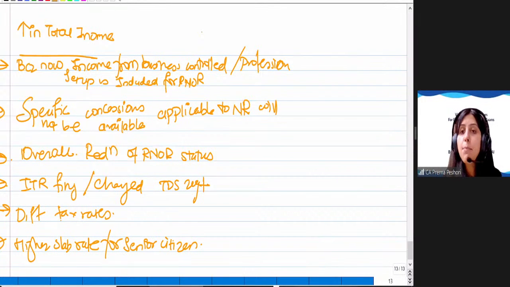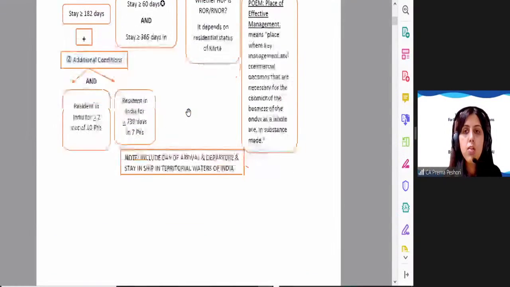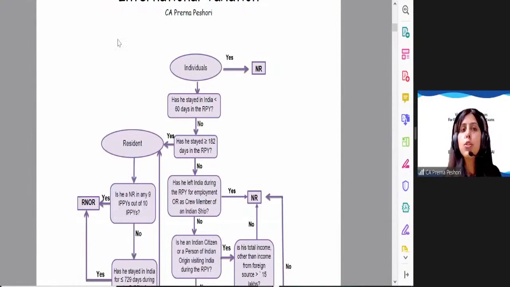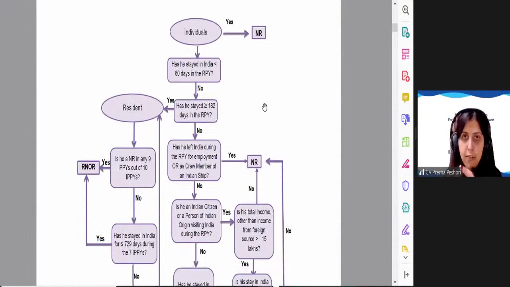Chavi, for exception 2, it is not deemed RNOR, but it will be RNOR if it is more than 120 days and less than 182 days. So let's do one thing. I'll share with you the chart which I have so that you get an idea now before we take a break. Yes. So see, this is the chart which summarizes everything.